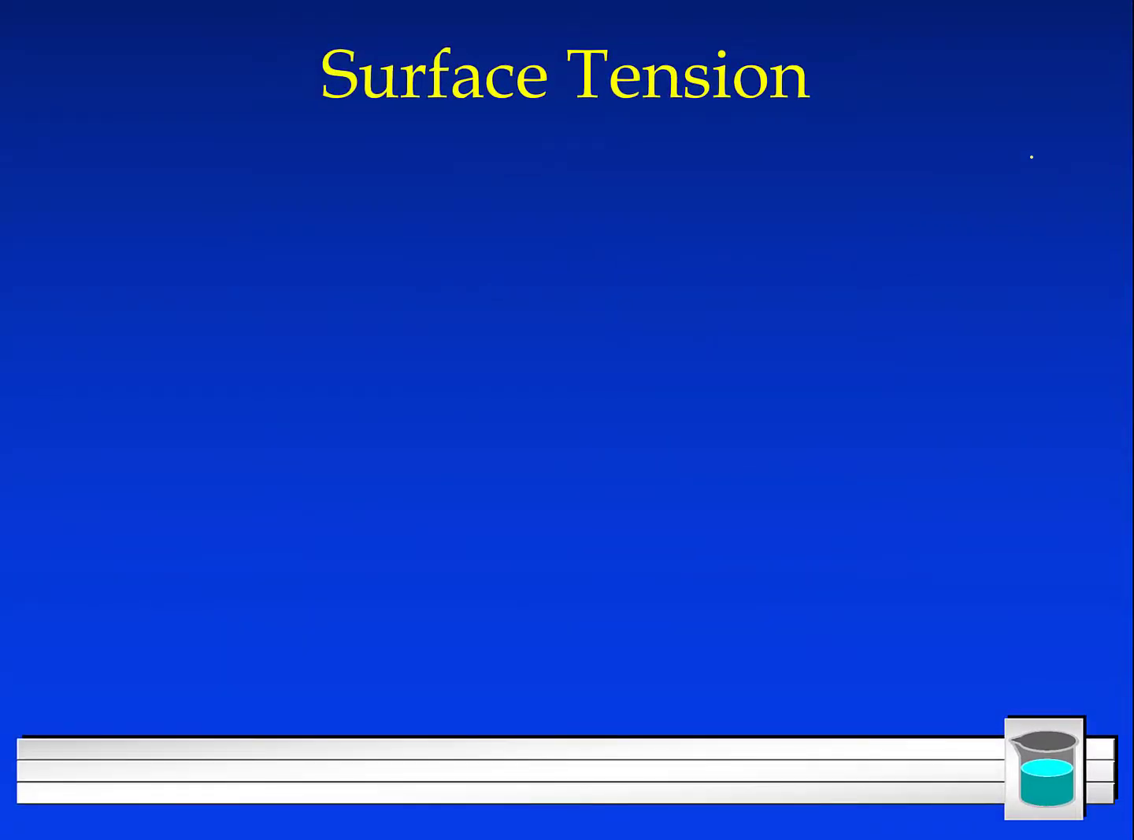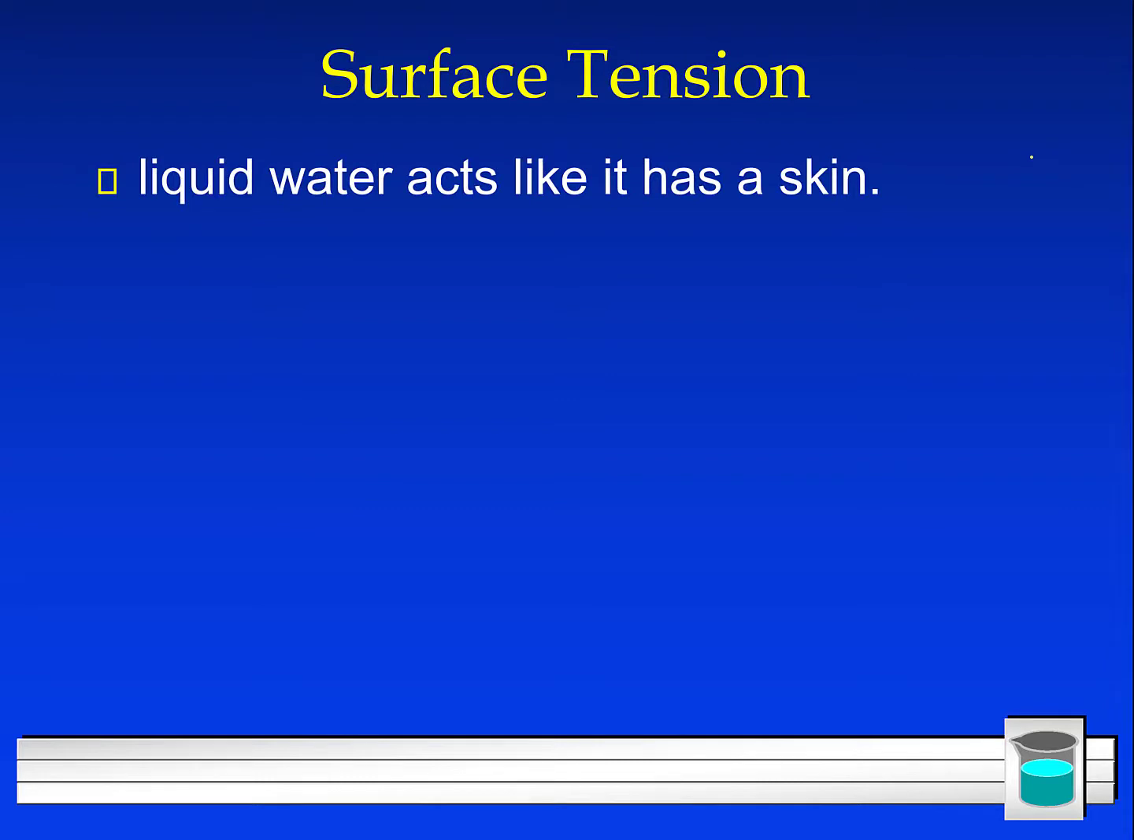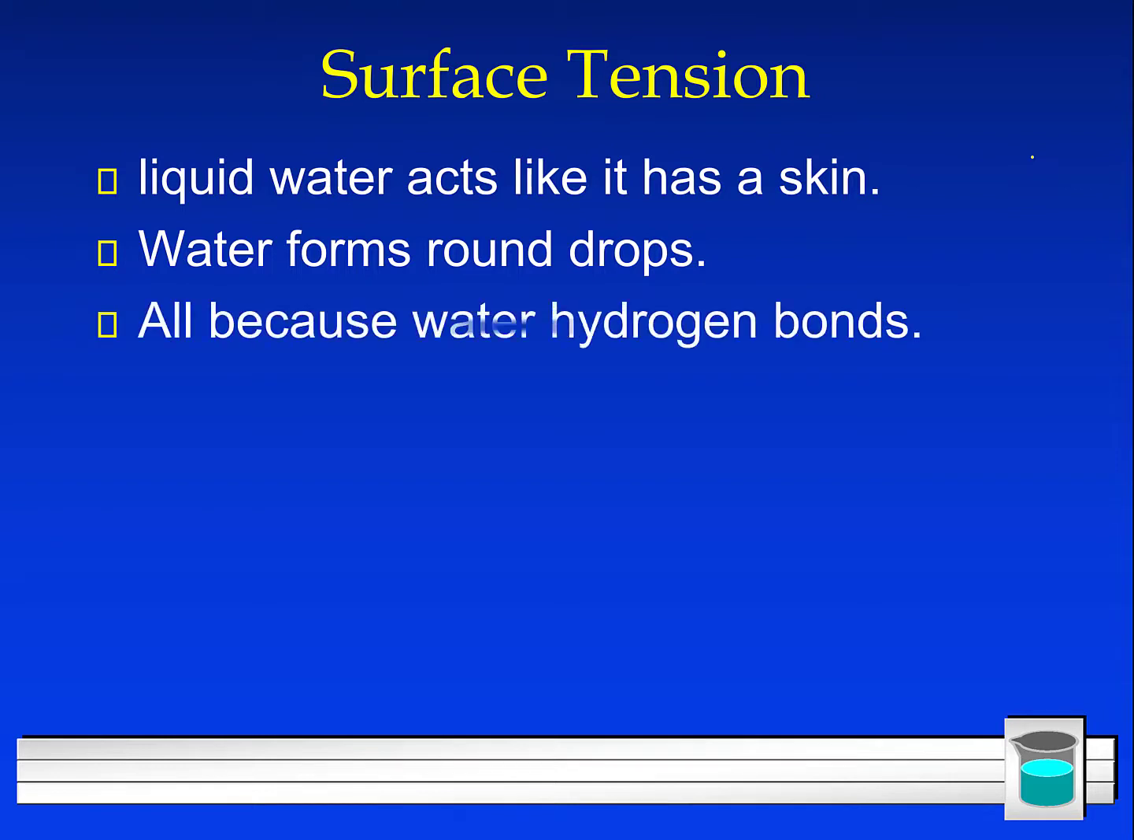That leads to a property called surface tension. Like water acts like it has a skin. You ever tried to put pepper into soup? It just sits on top of the soup and never goes in. Like there's a skin stopping the pepper from going in. That's what we're talking about here. Okay? Because of that surface tension, water forms round drops. It's all about hydrogen bonding.